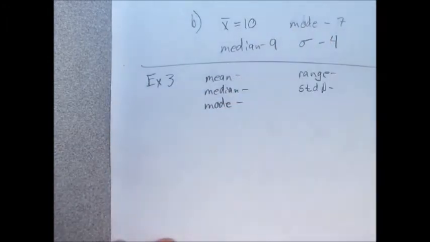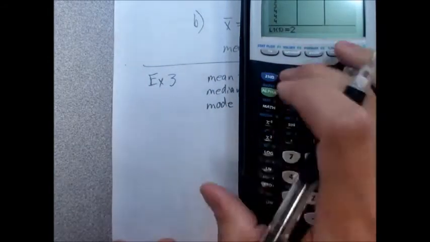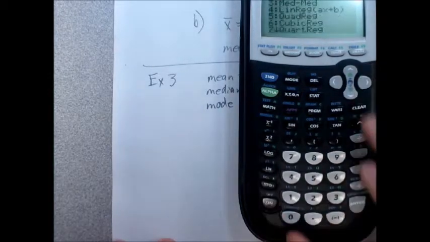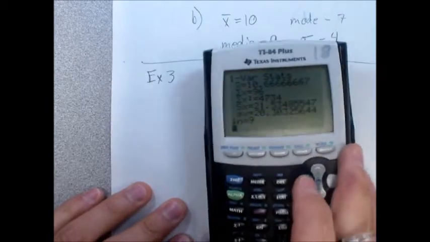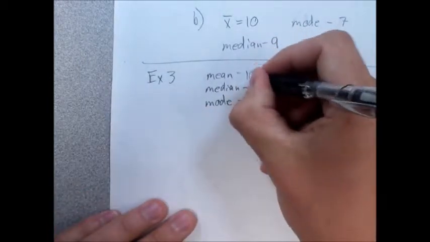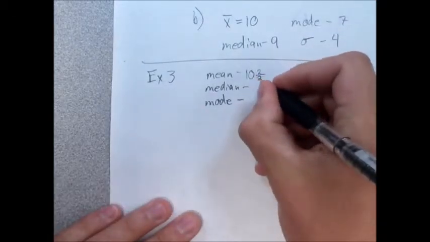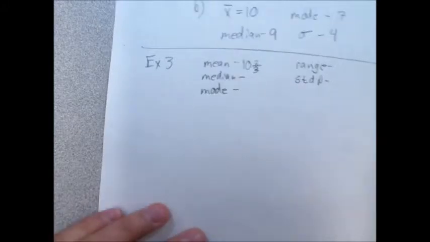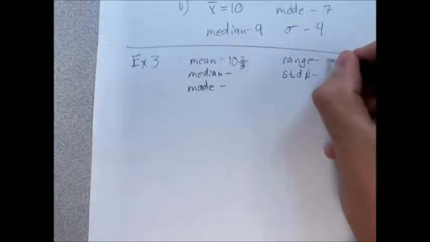So in order to find the mean, hit stat, go over to calc, one variable statistics. Boom, it pops it all out for me. The mean is 10.6, 10 2/3 basically. So I'm going to write it down as the entire number, 10 2/3. Then I'm going to find my range, which subtracts the smallest from the biggest. 68 minus 2 is 66.